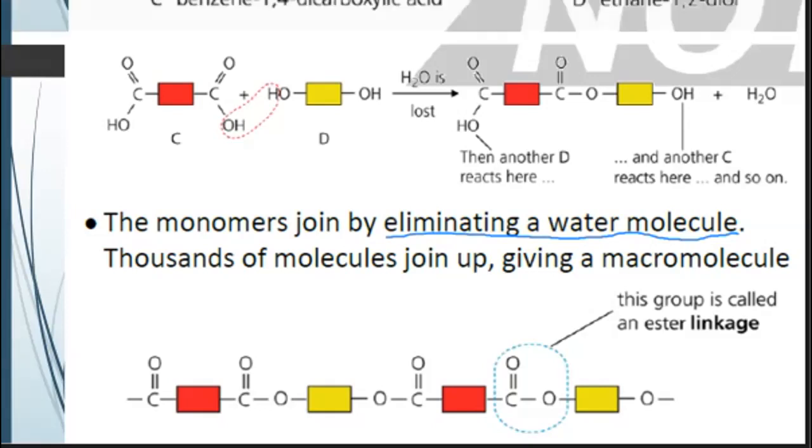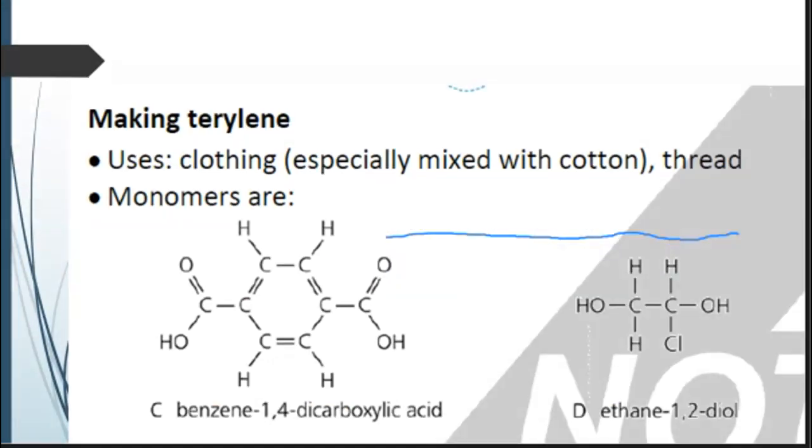So let me just go back one more. We're talking about making terylene. Terylene is created from benzene 1,4-dicarboxylic acid and ethane 1,2-diol. Remember, this is supposed to be an H, not chlorine. Benzene 1,4-dicarboxylic acid plus ethane 1,2-diol. In this reaction, on either side, we have a carboxylic acid. On either side, we have an OH group. They come together. Water is removed.